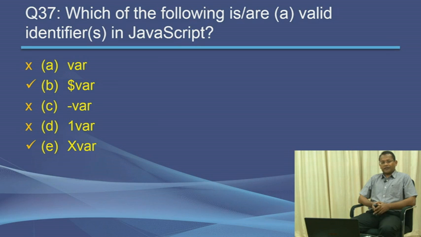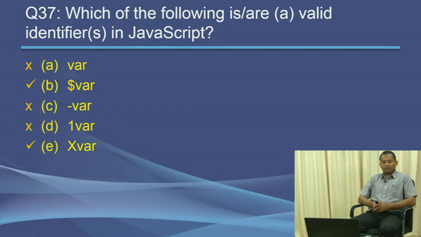$var, for example, can be used because the dollar symbol can be used to define a variable. You can always start with $var, which means $var is the name of the variable. So B is correct. You cannot use hyphens and such symbols, so C is incorrect. So -var is wrong.